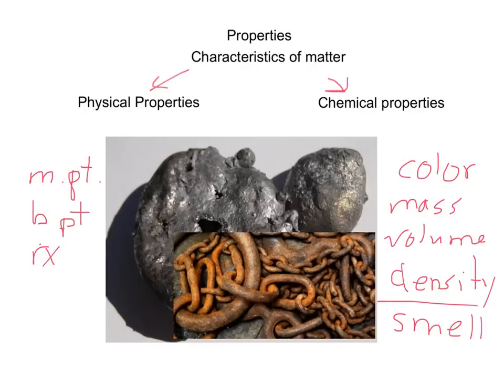Its color you can observe without causing any changes. How much its mass or volume is, we could measure without changing iron into something new. How dense it is, same thing. What it smells like, same thing. Melting and boiling, we're not going to turn the iron into something new. We're just going to change its state. So anytime a property can be observed without causing a chemical reaction, without causing a new substance to form, you have a physical property.